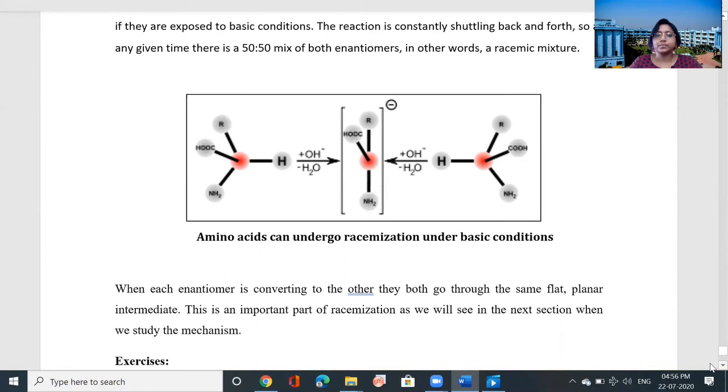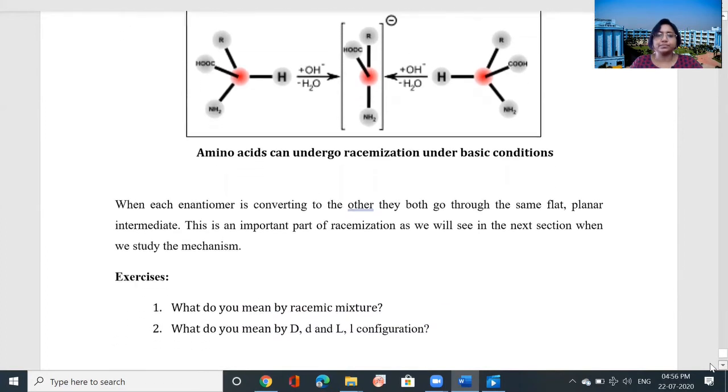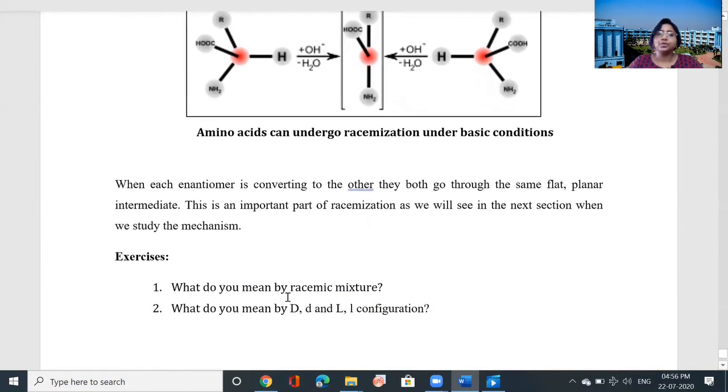So let's look at the questions. What do you mean by racemic mixture? I hope that you can answer what is the racemic mixture. After any reaction, if we get the same amount of enantiomers, then this is called the racemic mixture. That means we will get 50:50.